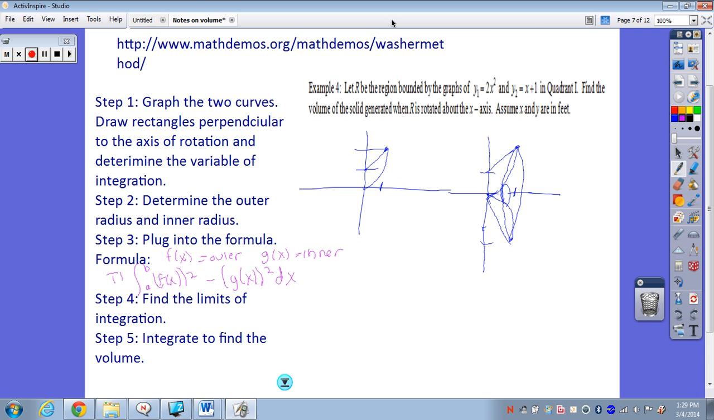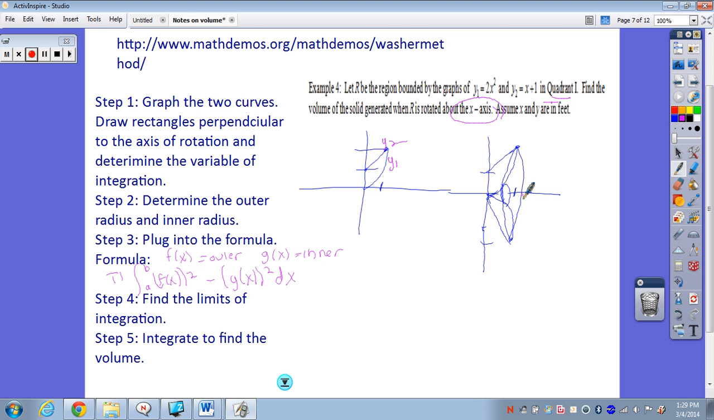So for our first example, let R be the region bounded by the graphs y1 equals 2x squared, so my bottom one is y1, and y2 equals x plus 1 in quadrant 1 only. Find the volume of the solid generated by rotating around the x-axis. Assume x and y in feet.